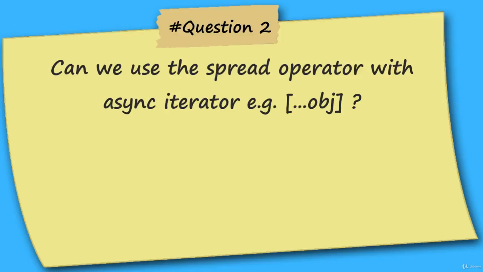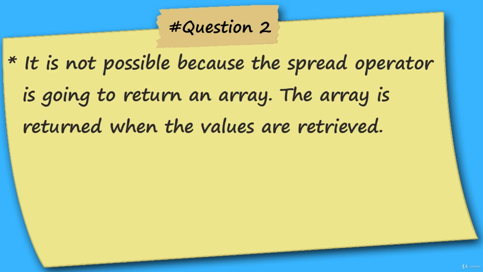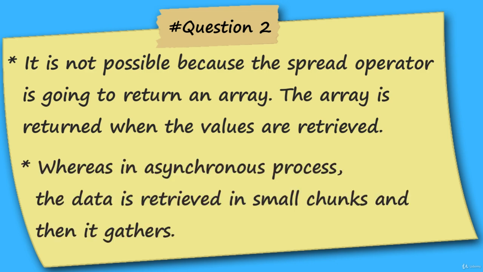The second question is, can we use the spread operator with async iterator? For example, like this. Well, it is not possible. The reason is the spread operator is going to return an array. The array is returned when the values are retrieved, whereas in an asynchronous process, the data is retrieved in small chunks, and then it gathers. So using the spread operator, the way we used to do it with generator and iterator together, is not possible with the async iterator.